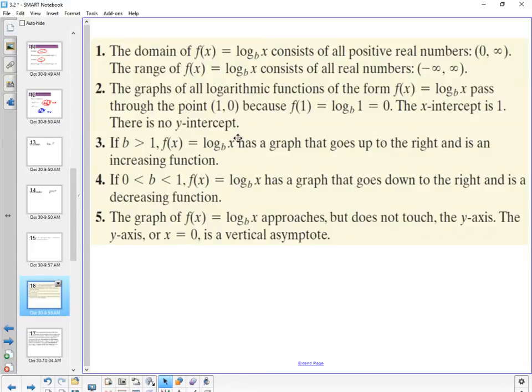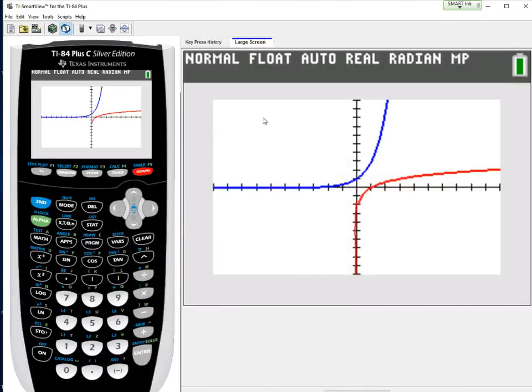You guys can read that at your own pace. It's just talking about the domains and ranges of these. If we look at the blue one, what's the domain? Negative infinity to positive infinity, right? Range, 0 to positive infinity.